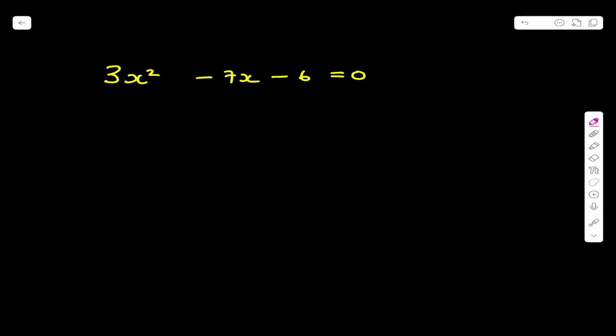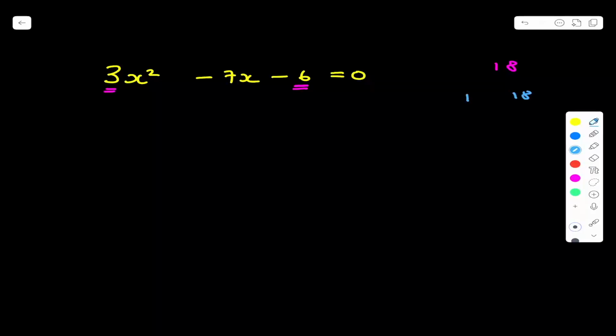Because there is a number in front of our x squared term, we need to do one extra step in this before we can solve it. What we need to do is multiply whatever's in front of our x squared by that term. So 3 times 6 is 18. Then I like to write out all the factors of 18.